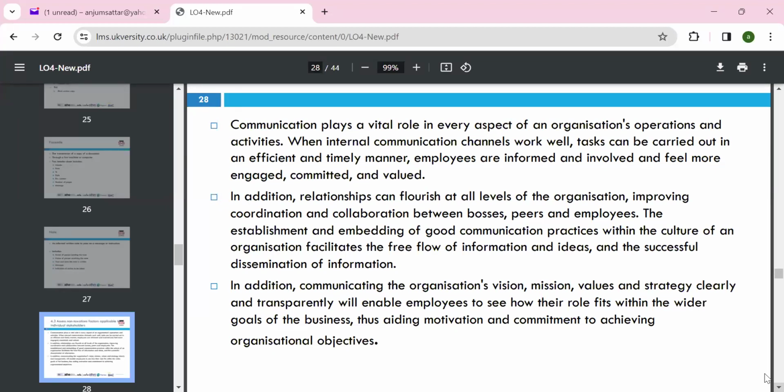But always, when we do this, we can focus on the 7 C's. Please always look at the 7 C's of communication: complete message, concise message, correctness, consideration, and so on. These 7 C's of effective communication are good to look at when we communicate with various stakeholders.